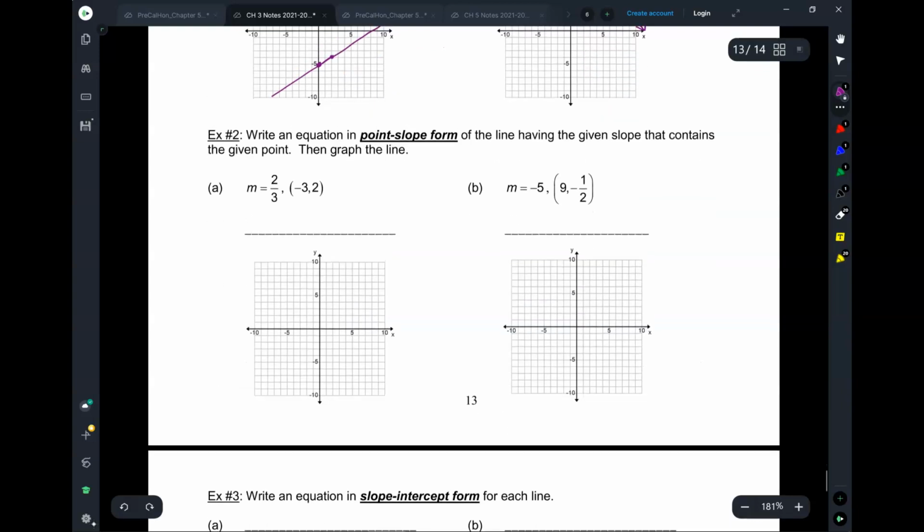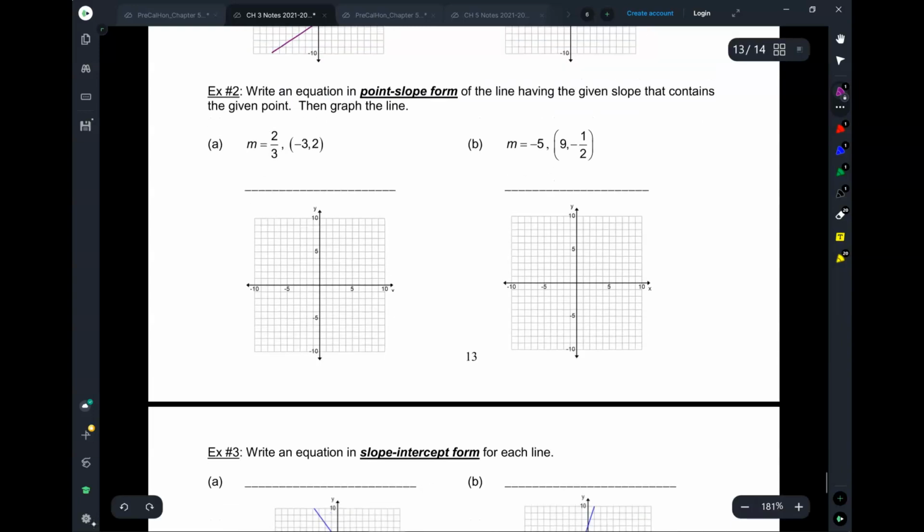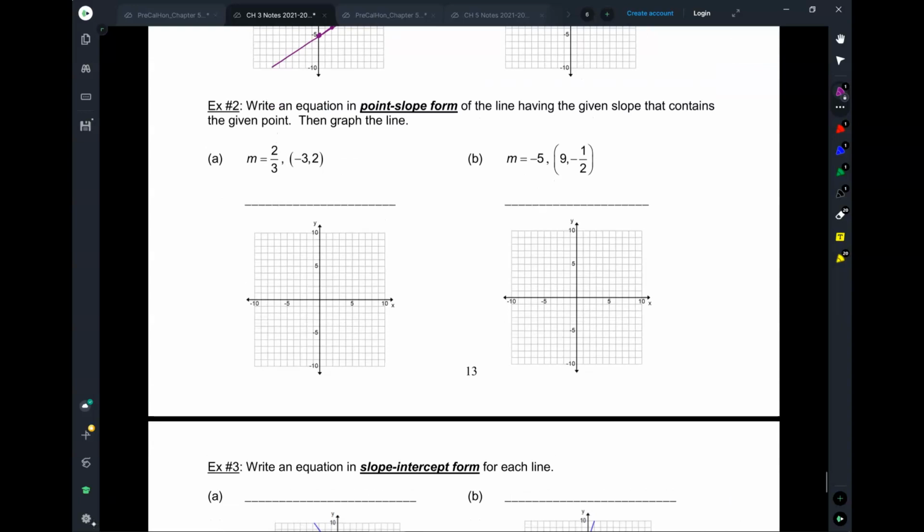Okay, now let's do point slope form. I'm not going to lie, I like point slope form a little better because there's a little bit more action in there, right? So look at what you're given. Look at how you know to use point slope form, right? You're given a slope and you're given a point. The first thing you do, just like we've always done, is label that x1, y1.